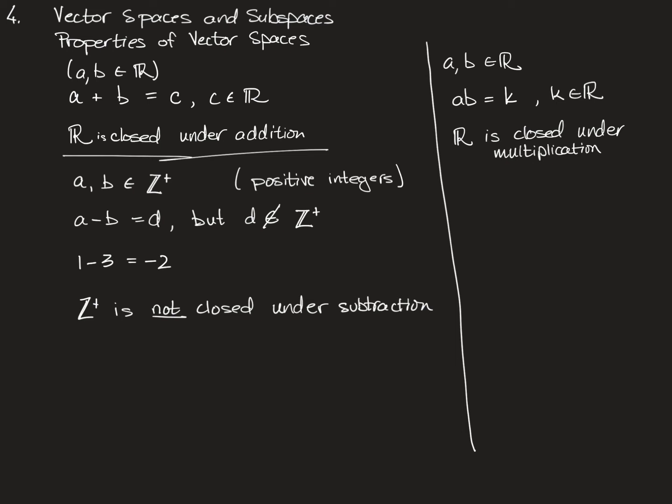It turns out that the real numbers are also closed under subtraction. If I changed these Z pluses to R's, then I would say that the real numbers are closed, right? The set of real numbers is closed under subtraction because when I take a real number and subtract from it another real number, I'll get a number D, which is also a real number.